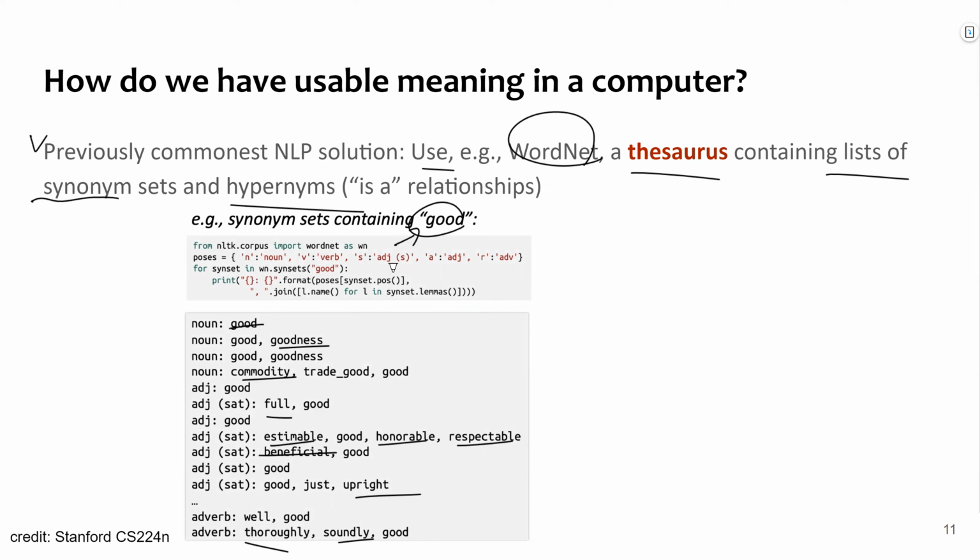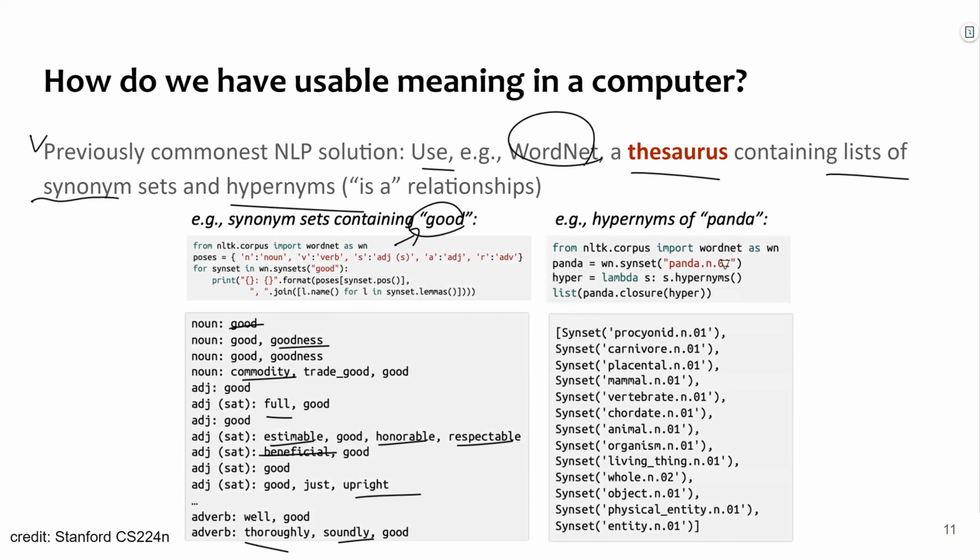Now, what is a hypernym? These are the hypernyms of panda. Panda is a carnivore or mammal. Panda is an animal. Panda is an organism. Panda is an object. Panda is a physical entity. Panda is an entity. So it is like a hierarchy between panda and other concepts.